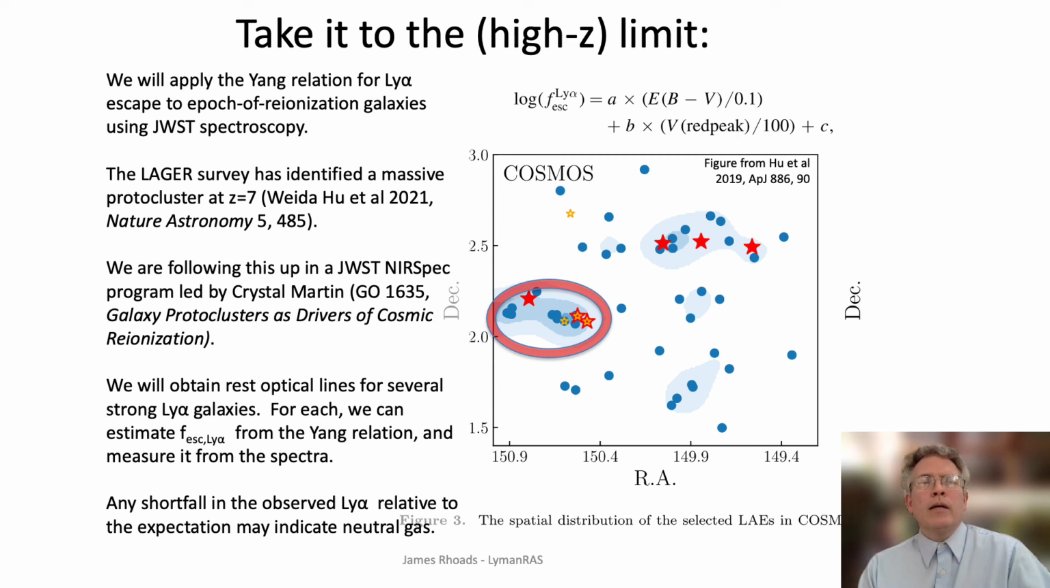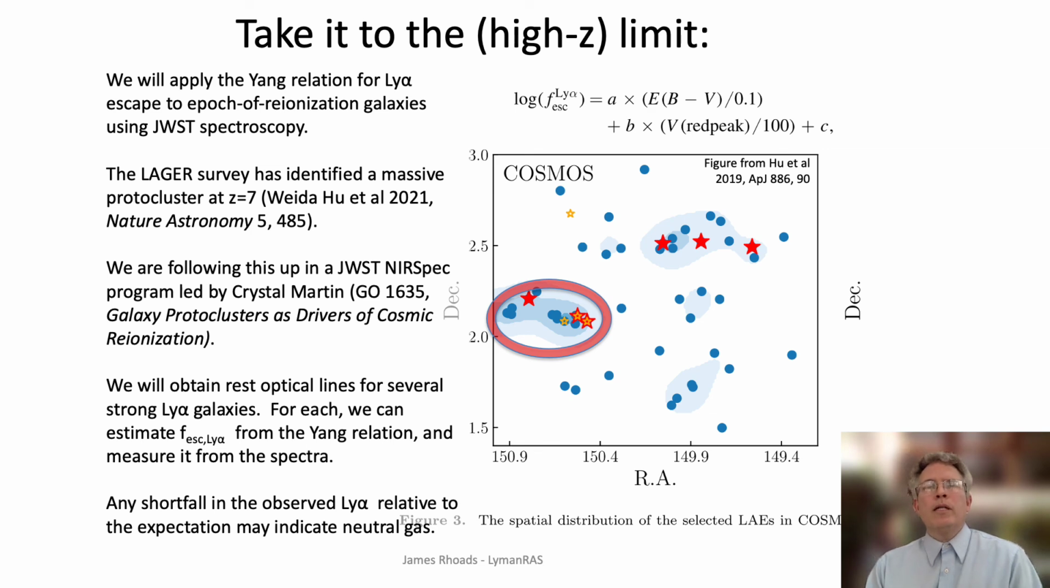So what we hope to get is rest optical spectra for several of the bright Lyman alpha galaxies that we already know are there. We already have ground-based spectra with Lyman alpha velocities. And for each one of those, we're going to be able to measure the velocity offset, which is this term. We're going to be able to look for dust extinction from nebular line ratios, which is this term. And we should be able to predict what Lyman alpha should be coming out of them.